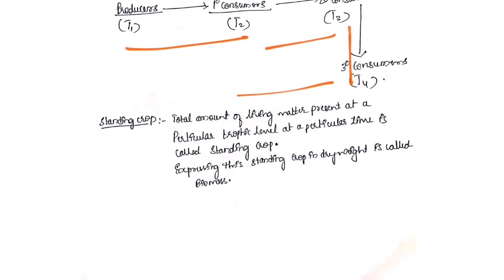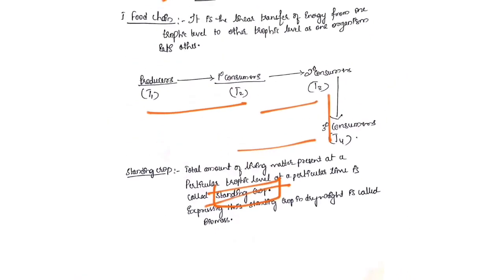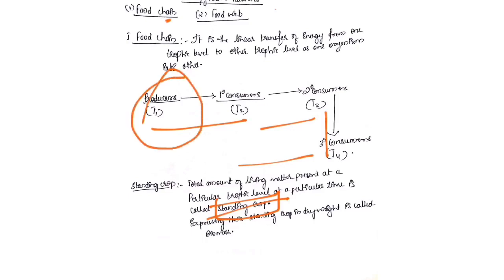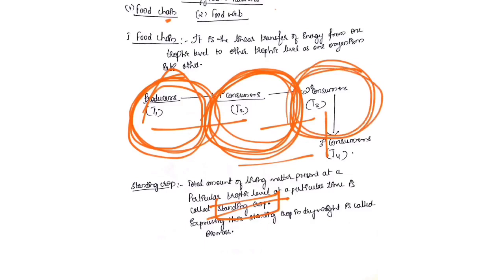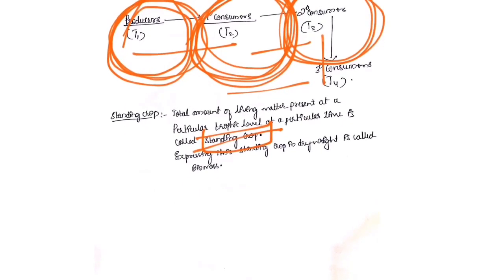The total amount of living matter present at any trophic level at a particular time is called standing crop. It is very important. What is standing crop? The total amount of energy present at any trophic level at a given time is known as standing crop. Usually it is expressed in dry weight, hence it is known as biomass. When it is expressed in dry weight, it is known as biomass.